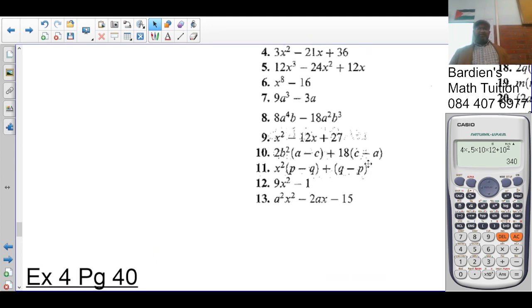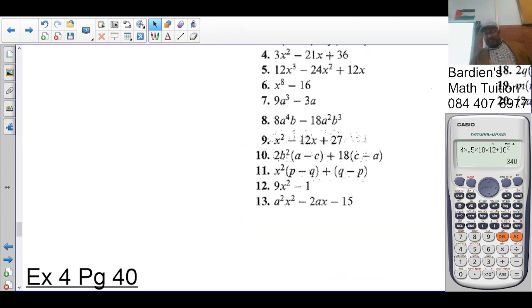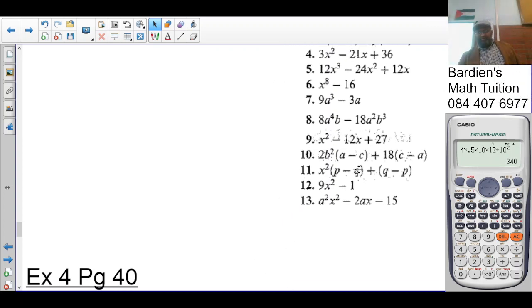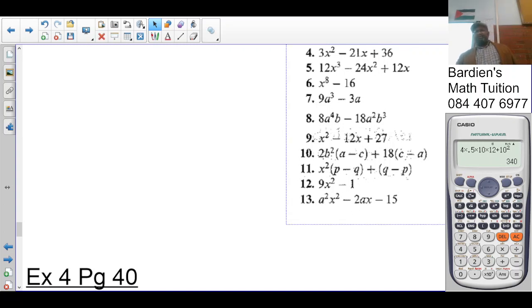We had number 4. Just stop me if I'm going too fast or there's something that you're a bit confused about. But from here it's basically all 3 rules that are coming into one: the common factor, the trinomial, and the difference of 2 squares. So it's your mixed exercise. So number 4.